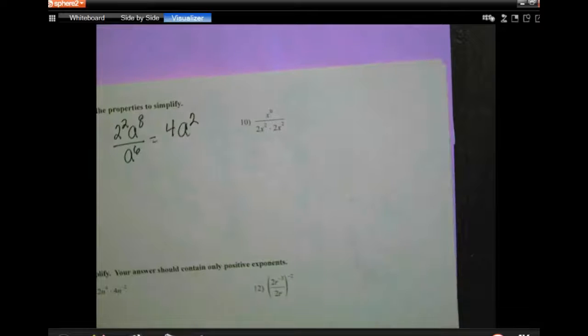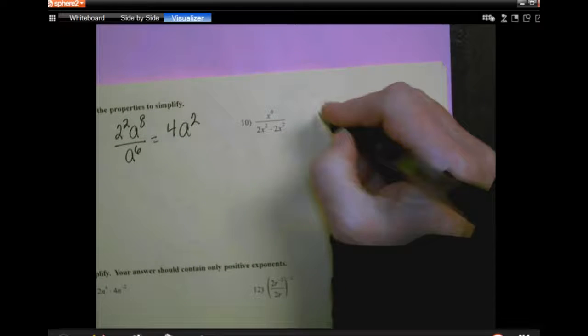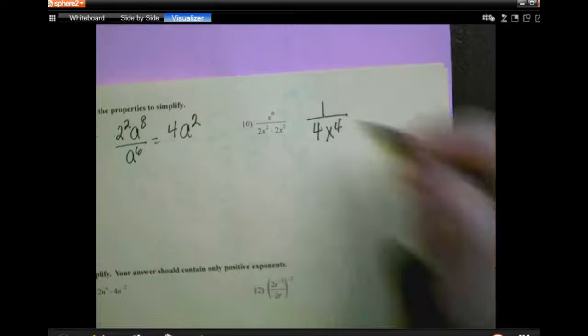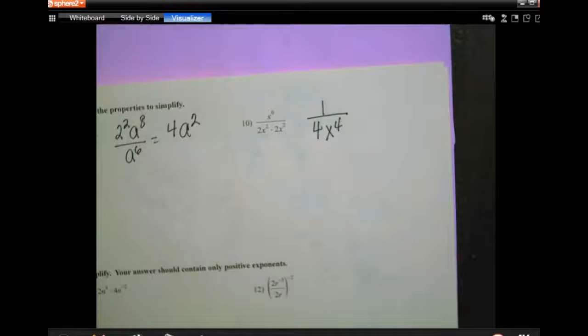What's x to the 0 power? 1, because I said so. 2 times 2 is 4. 2 plus 2 is 4. So 1 over 4x to the fourth.